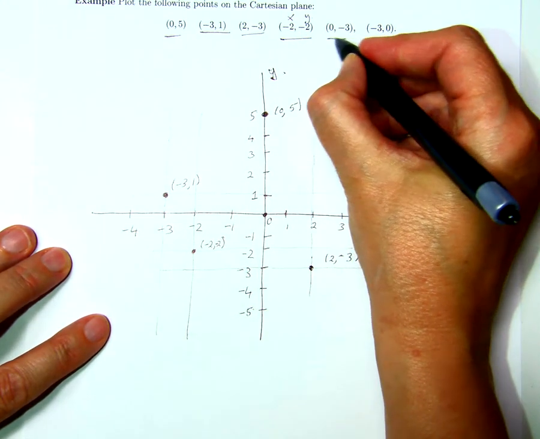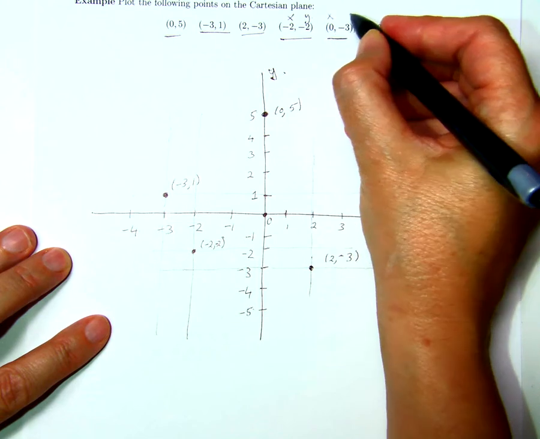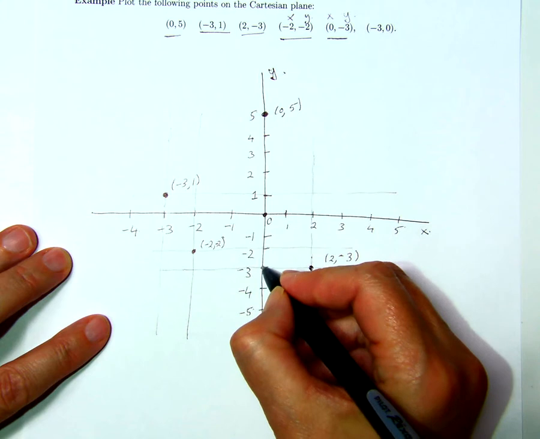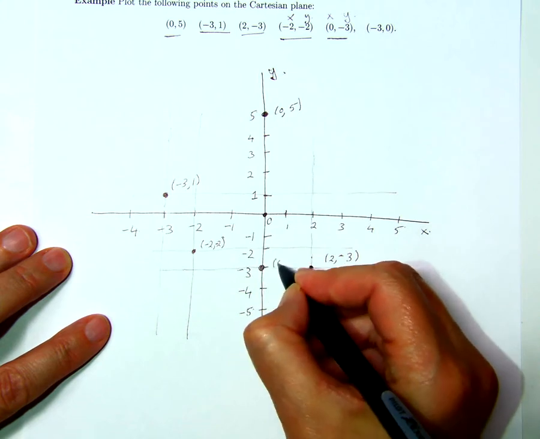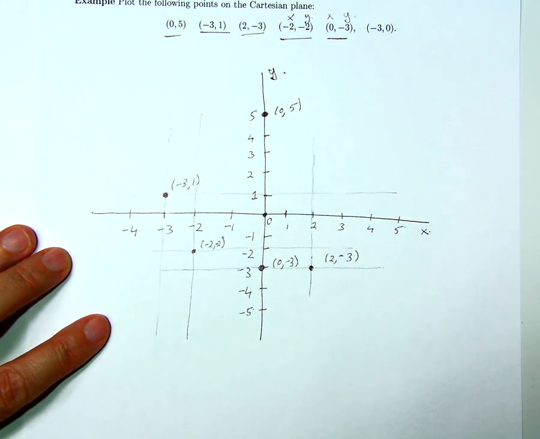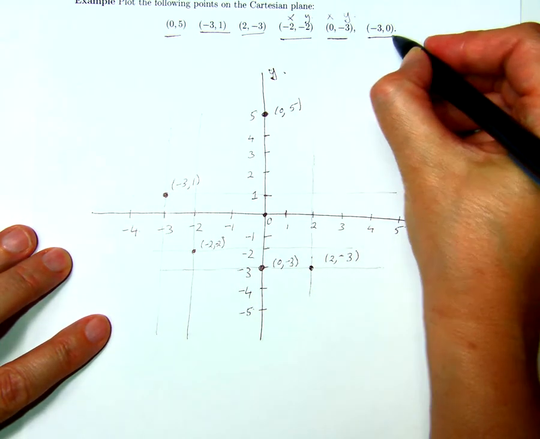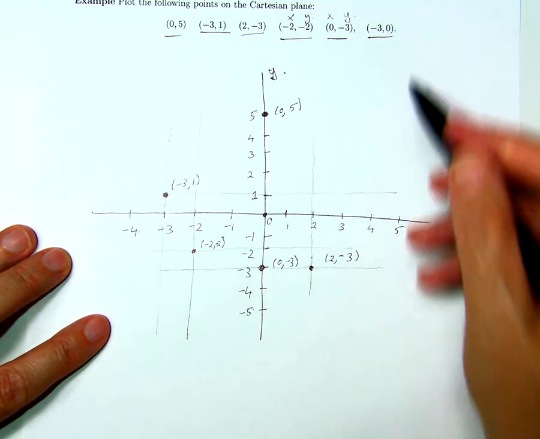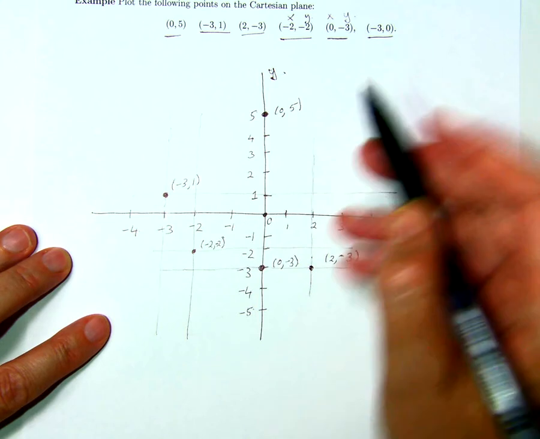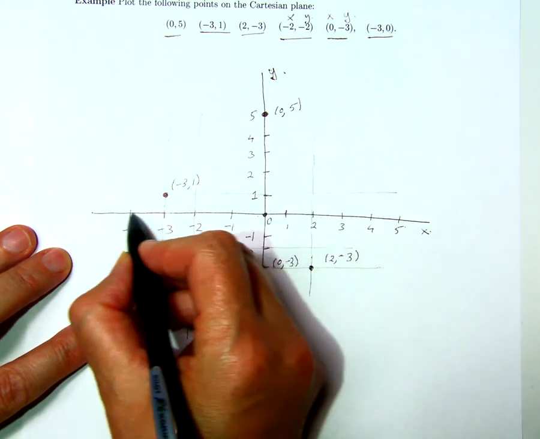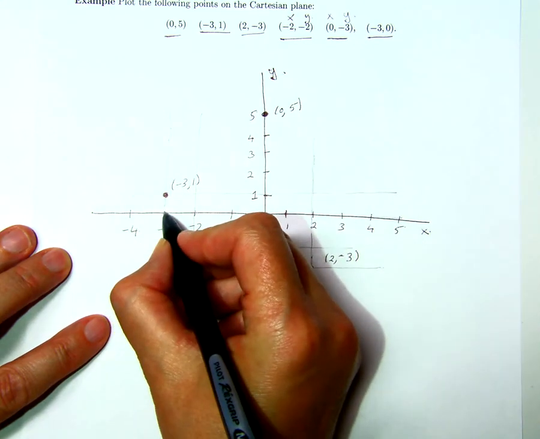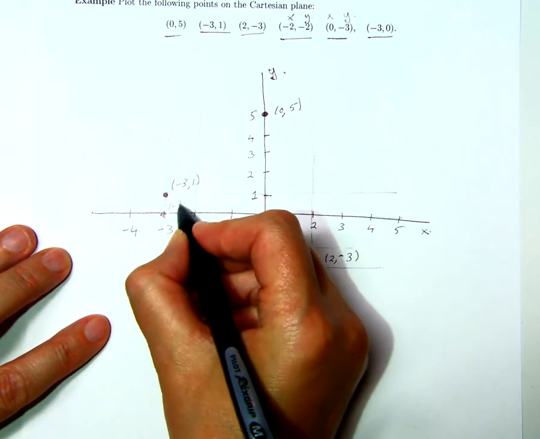(0, -3) has an x-coordinate of 0, so it must be on the y-axis, and a y-coordinate of negative 3, so that places it right here on the y-axis. On the other hand, (-3, 0), its y-coordinate is 0, so it must be on the x-axis. It must be somewhere on this line where all of the y's are equal to 0, and its x-coordinate is negative 3, so it must be right there.